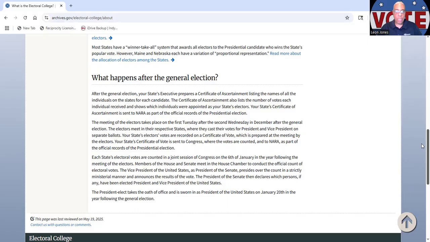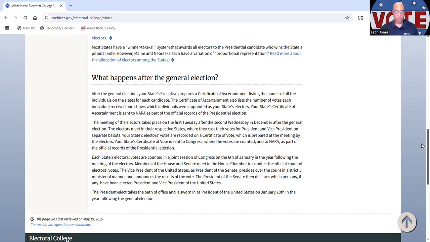Your state's certificate of ascertainment is sent to NARA as part of the official records of the presidential election. Now, the meeting of the electors takes place on the first Tuesday after the second Wednesday in December after the general election. The electors meet in their respective states where they cast their votes for president and vice president on separate ballots.